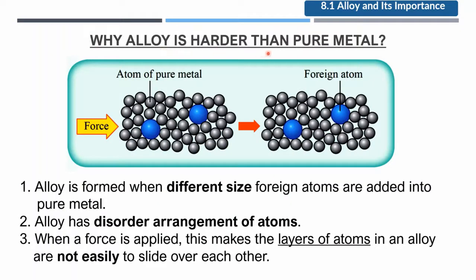Why is alloy harder than pure metal? There are 3 points you have to memorize. Point 1. Alloy is formed when foreign atoms of different size are added into pure metal. Okay, these two are the foreign atoms. Point 2. Alloy now has a disordered arrangement of atoms. Point 3. When a force is applied, the layers of atoms in an alloy do not slide over each other easily. This is why alloy is harder than pure metal.